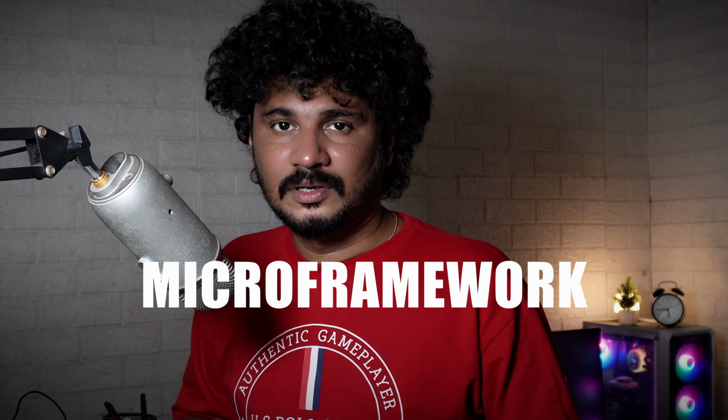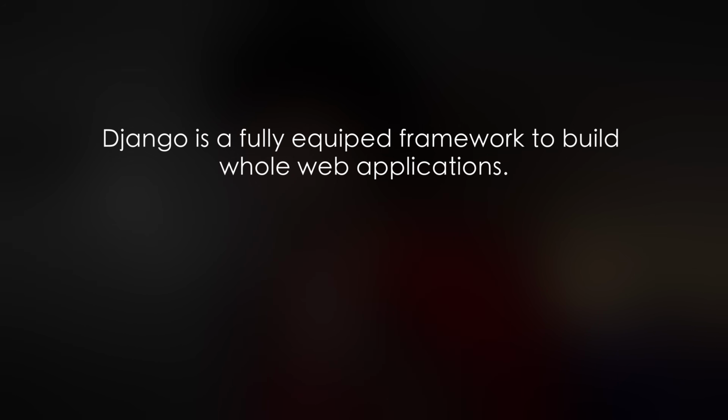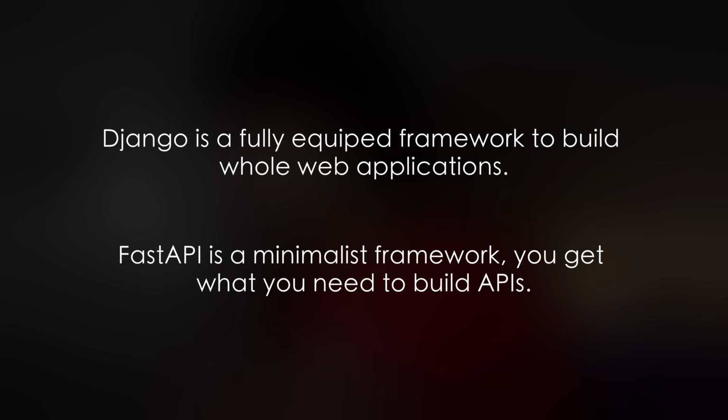Now FastAPI, on the other hand, is a micro framework. What do I mean by micro framework? It's lightweight, it's modern, and as the name says, it's really fast. It is built specifically for building APIs, and it's excellent if you're working with machine learning models or microservice architecture. So think of it this way: Django is a fully equipped framework to build a whole web application. FastAPI is a minimalist framework. You get exactly what you need to build APIs, and you assemble everything yourself to make it a full application.